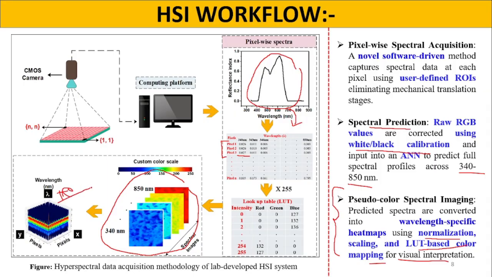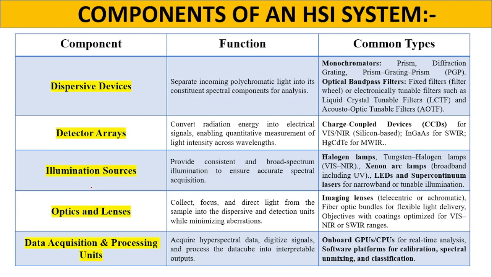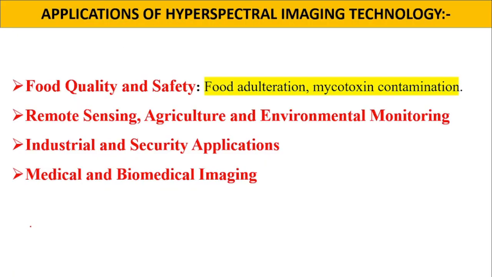Here, okay. And these are some of the components of a system. First of all, we have the disperser devices. Then we have the detector arrays. Then to illuminate things, sources, optics and lenses, and data acquisition. So you can just go through it and read.